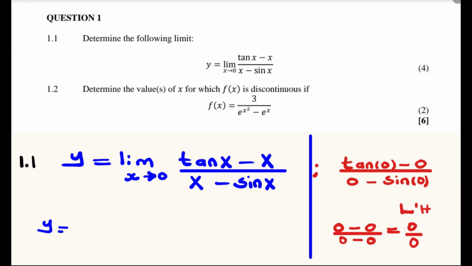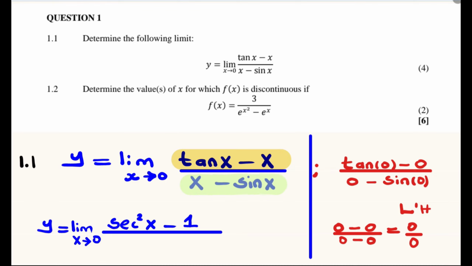So we have y is equal to the limit as x approaches 0 of the derivative of the top part, the derivative of tan x minus x. The derivative of tan x from the formula sheet is equal to sec squared x and minus the derivative of the x, which is equal to 1. In the denominator, the derivative of the x is equal to 1 minus the derivative of the sin x, which is equal to cos x.